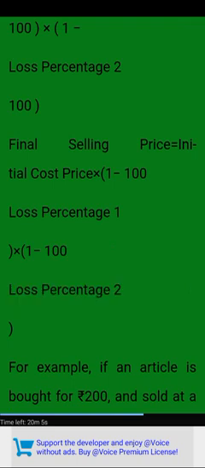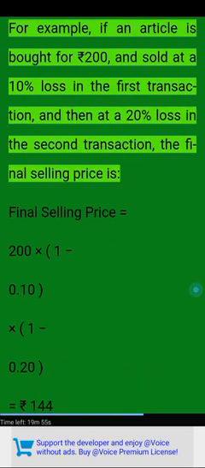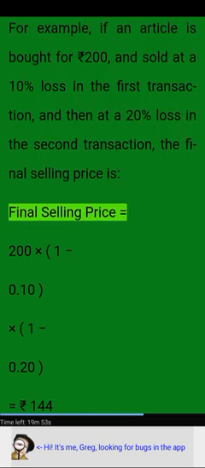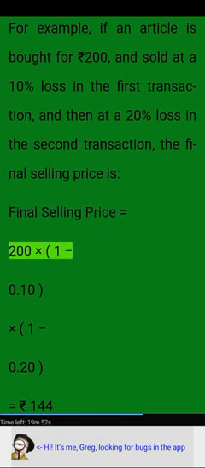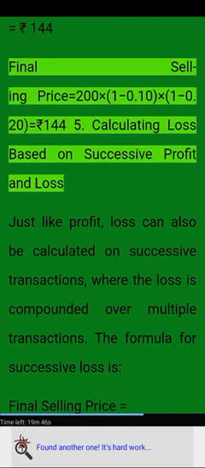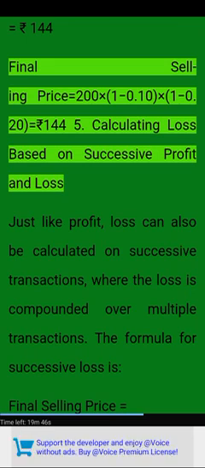For example, if an article is bought for 200 rupees and sold at a 10% loss in the first transaction, and then at a 20% loss in the second transaction, the final selling price is 200 times (1 minus 0.10) times (1 minus 0.20) equals 144 rupees. 5. Calculating loss based on successive profit and loss.